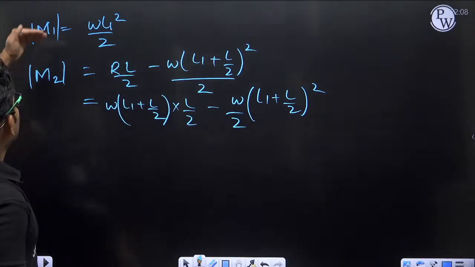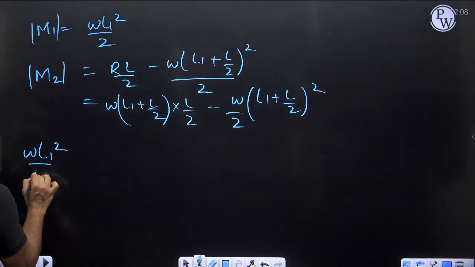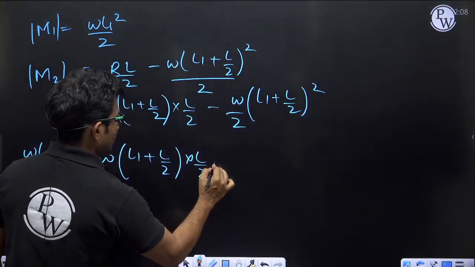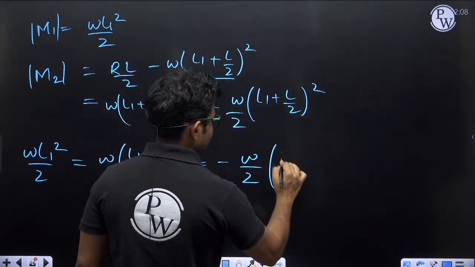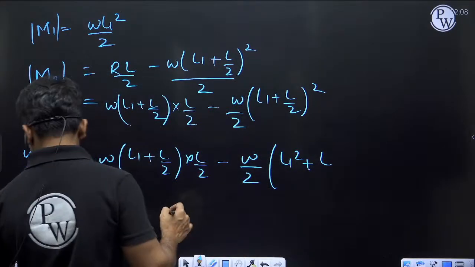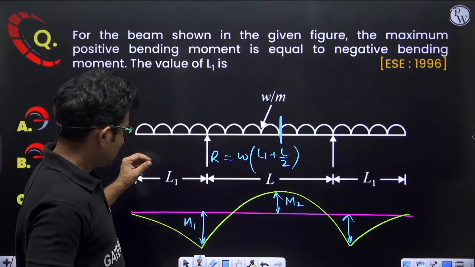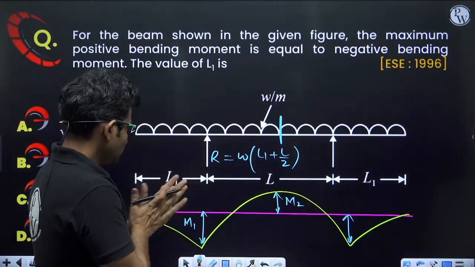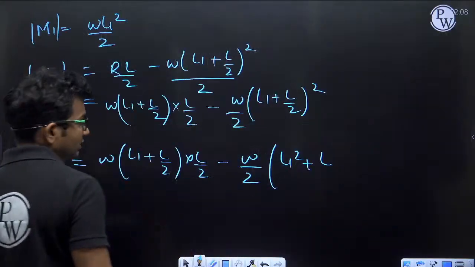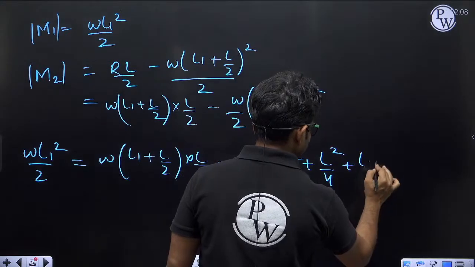Okay, so this M1 should be equal to M2. So W L1 square by 2 should be equal to W L1 plus L by 2 into L by 2 minus W by 2 L1 square. Just a minute, W L1 plus L by 2. Yes, W L1 plus L by 2 whole square by 2. So L1 plus L square by 4 plus L1 into L.